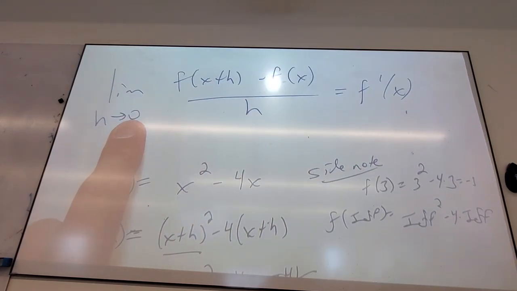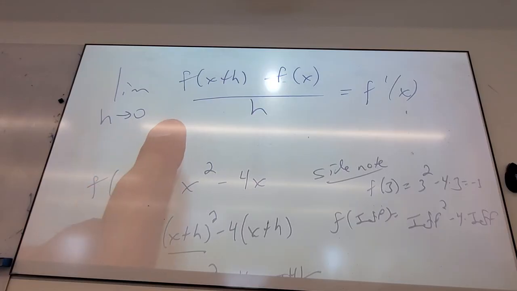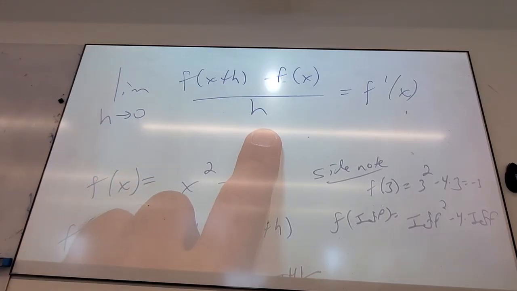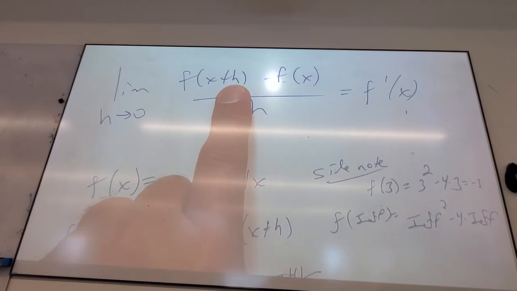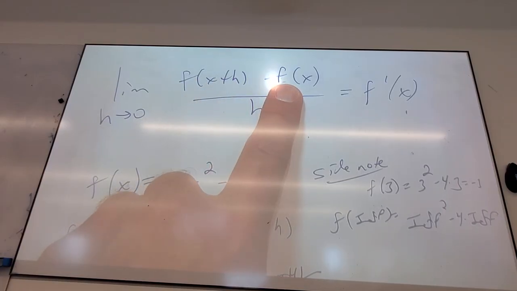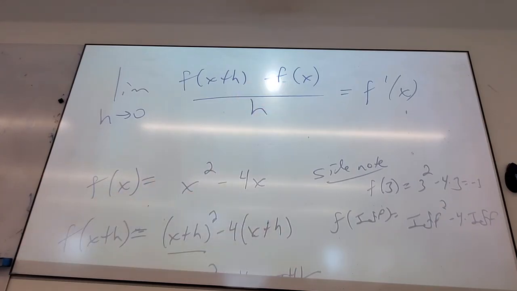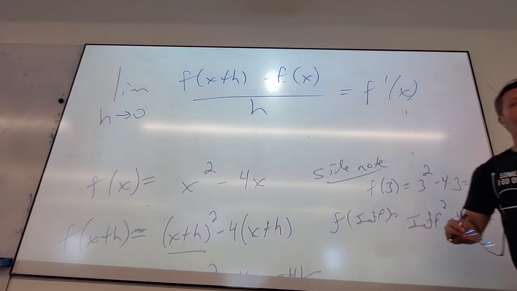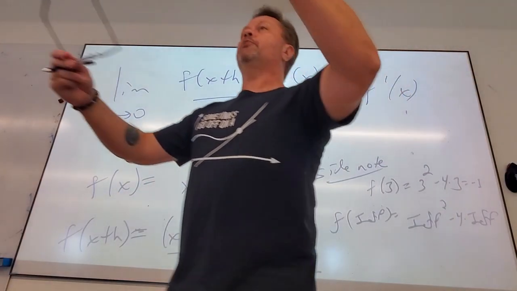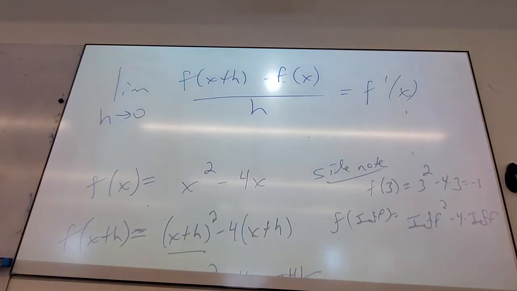What do you get if you try to plug a 0 in? What do you get on the bottom? That's already a big problem, right? But then it gets worse, because what's the top if you plug a 0 in for h? f of x minus f of x is 0. So 0 over 0, which is indeterminate. So what are we trying to do? What do we hope happens in this limit process? We hope the issue dies.